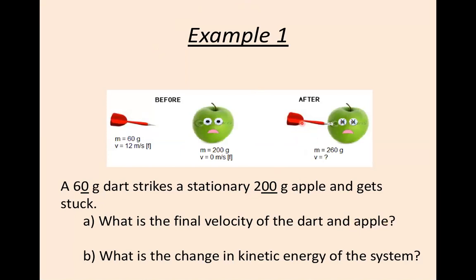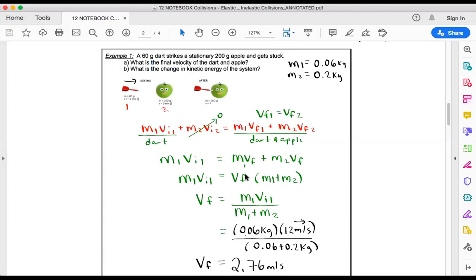The dart gets stuck and they both move. What's that final velocity of the combined masses? And what is the change in the kinetic energy of the system? So let's go to that solution.